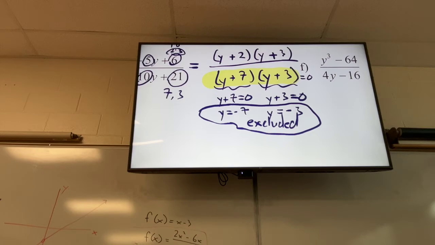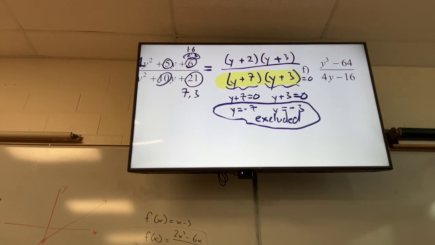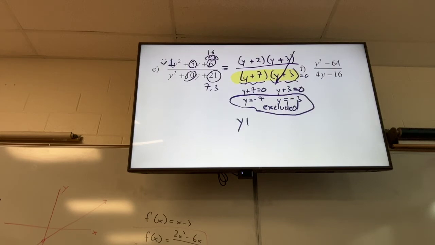Those values get excluded. And then our last step is what? We just cancel the identical factors, okay? So our answer is y plus 2 over y plus 7 with negative 7 and negative 3 excluded. Okay, does that make any sense?